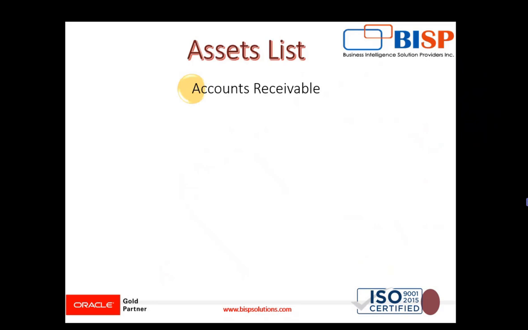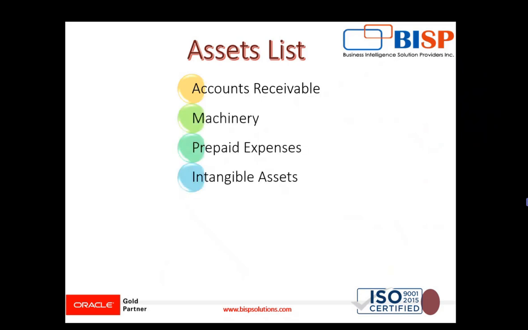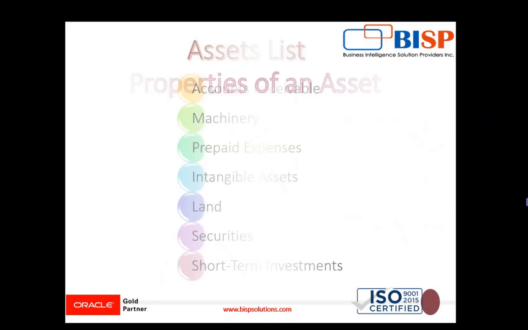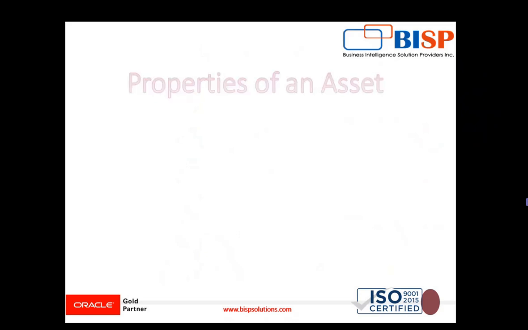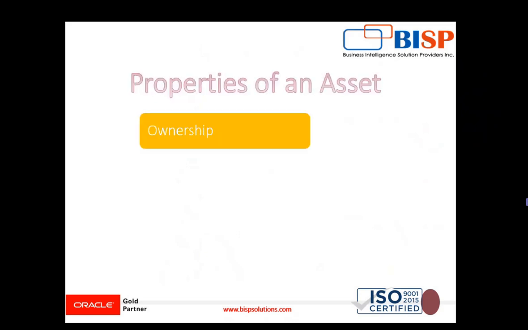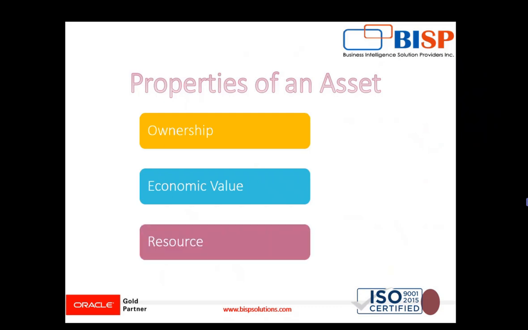Then comes our asset list, which are account receivables, machinery, prepaid expenses, intangible assets, land, securities, short-term investments. So, properties of an asset: first is ownership, assets represent ownership that can eventually be turned into cash and cash equivalents. Then comes our economic value. Assets have economic value and can be exchanged or sold. Lastly, resource. Assets are resources that can be used to generate future economic benefits.